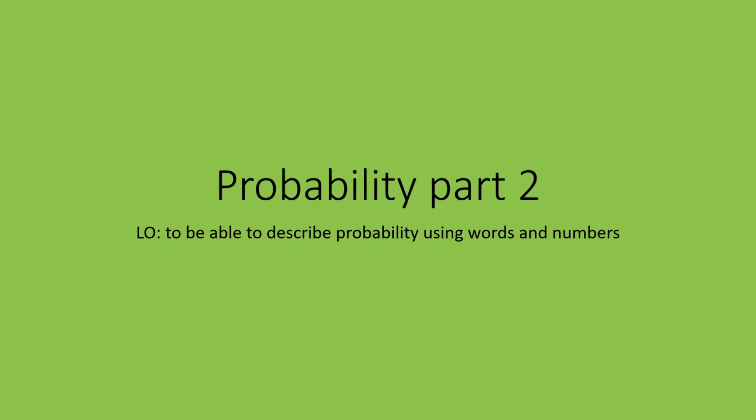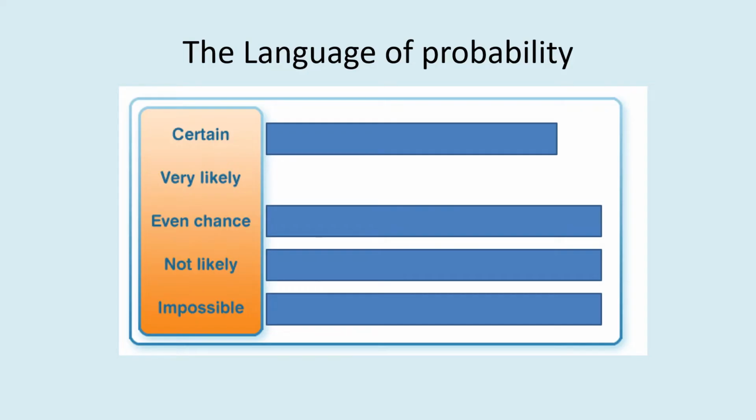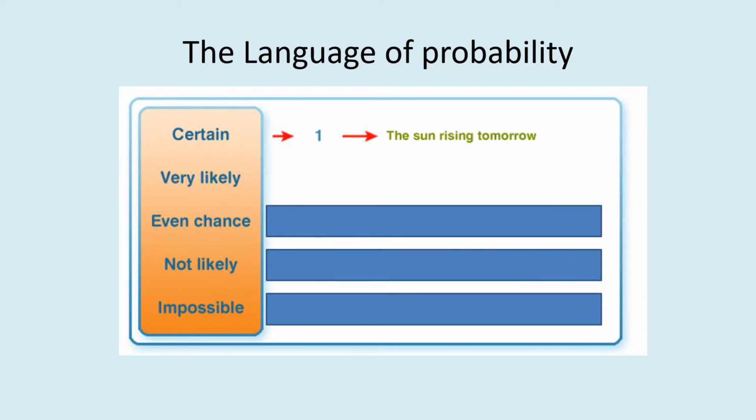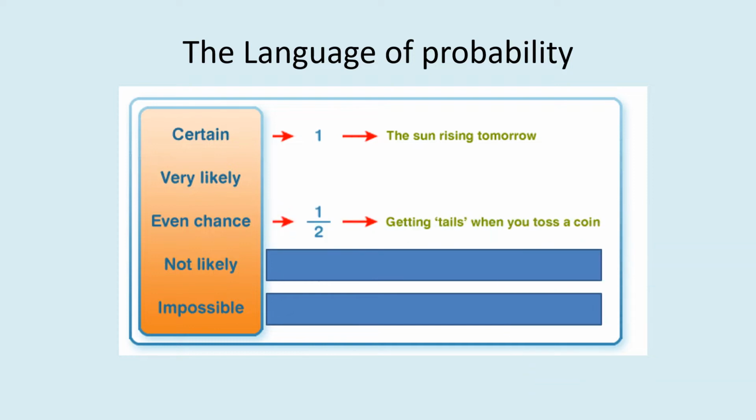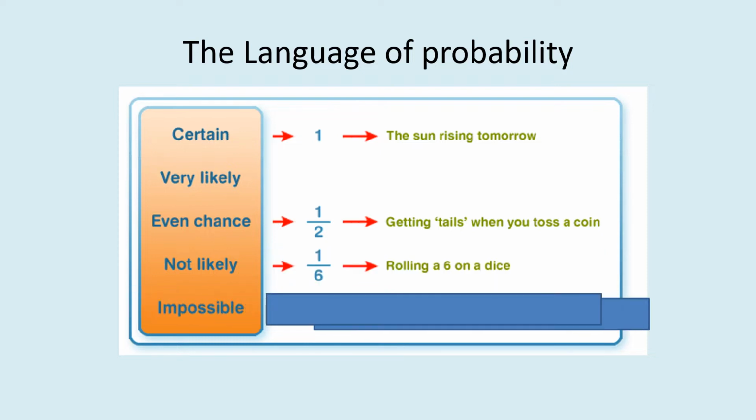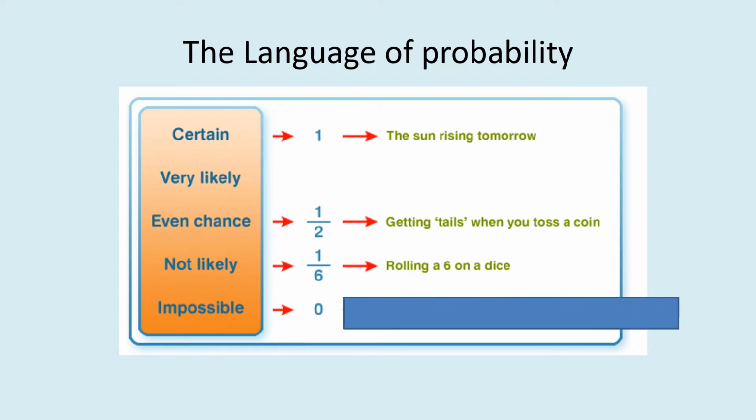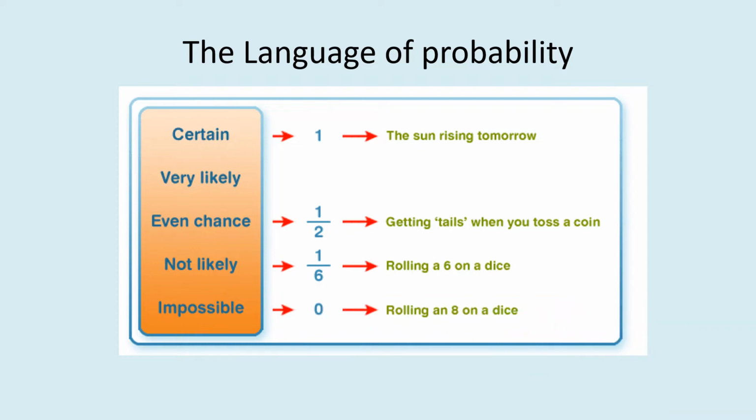Probability Part 2. In this video we're going to be focusing on describing probability using numbers. Okay, so let's quickly go over the language of probability. If something is certain, it would have the probability of 1. If it's got an even chance, it would have a probability of a half. Not likely could have a probability of 1/6. And impossible would be a 0, and that would be rolling an 8, let's say, on a dice.